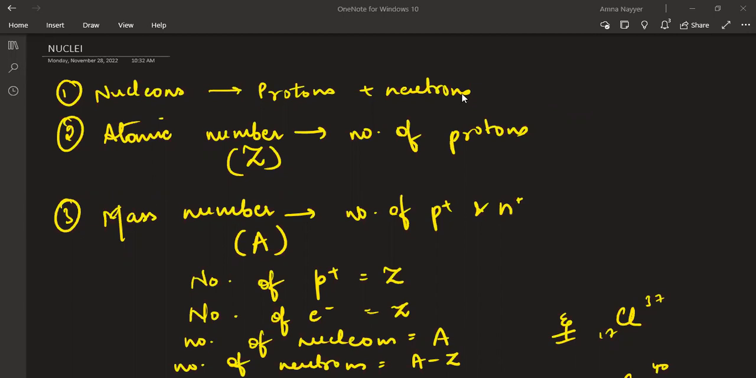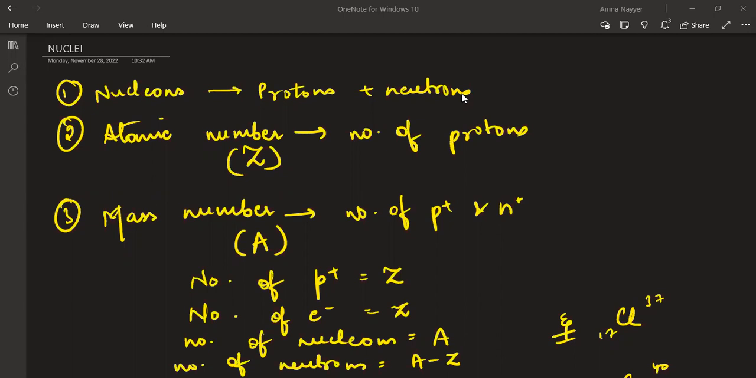So atomic number is Z, number of protons. And mass number means the total number of nucleons. So nucleons means protons and neutrons. So mass number will be number of protons plus number of neutrons. Fine. Nucleons means protons plus neutrons together. Atomic number means number of protons. Mass number means number of protons and neutrons.